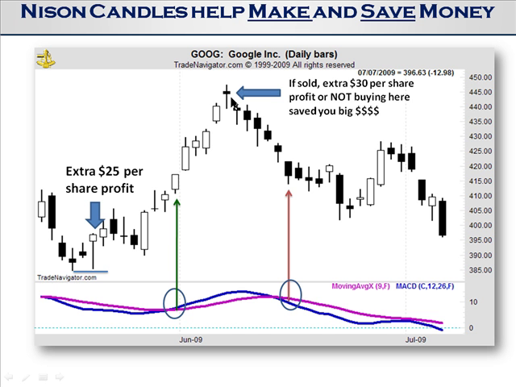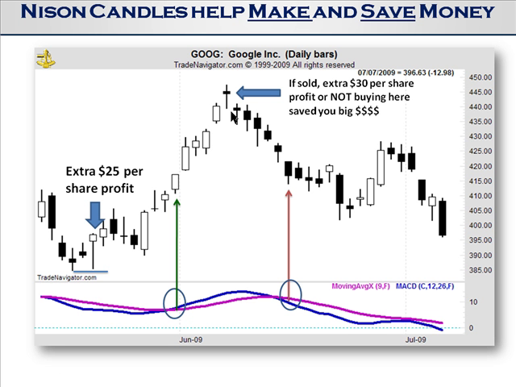Or, as shown here on the slide title, that's saving money, at least by not buying here. Say you're flat, by at least not buying here, not going long, you could have saved a lot of money because you would have been buying prematurely.